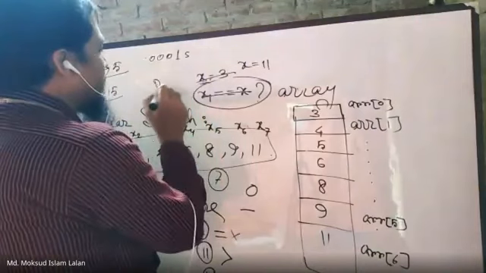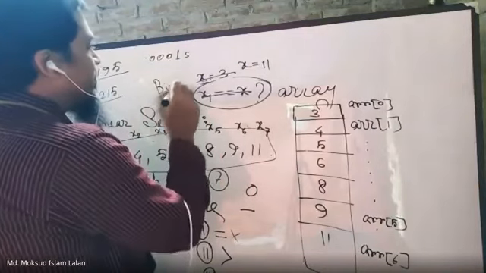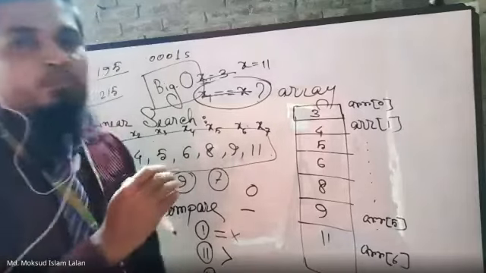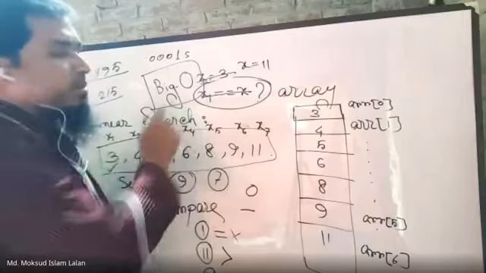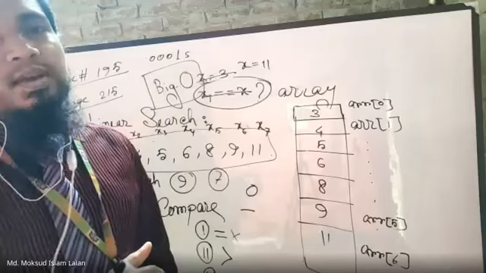Have you heard the name of Big O? Yes, sir, Big O. So its time complexity will be more, right? Yes, sir. We'll describe this one. Yes, okay. Habib.